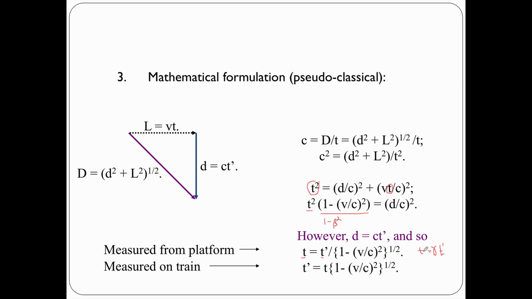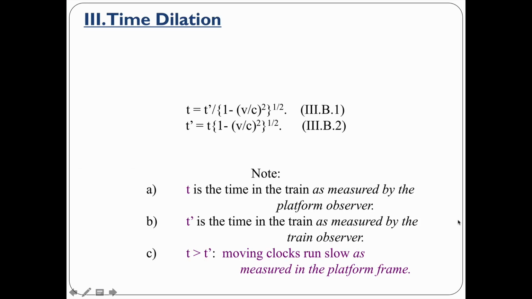T, as measured from the platform, is going to be larger than T as measured in the train. A moving clock is measured to run slow. And that is something that we have seen experimentally.